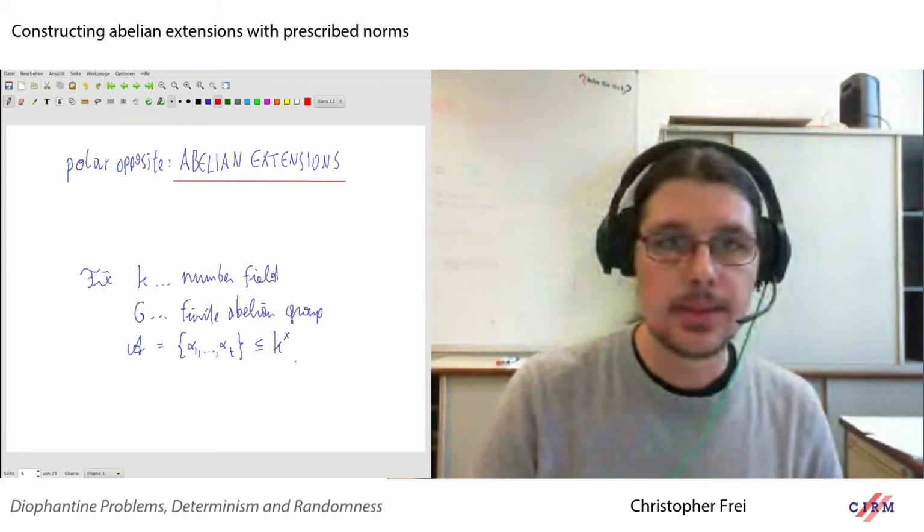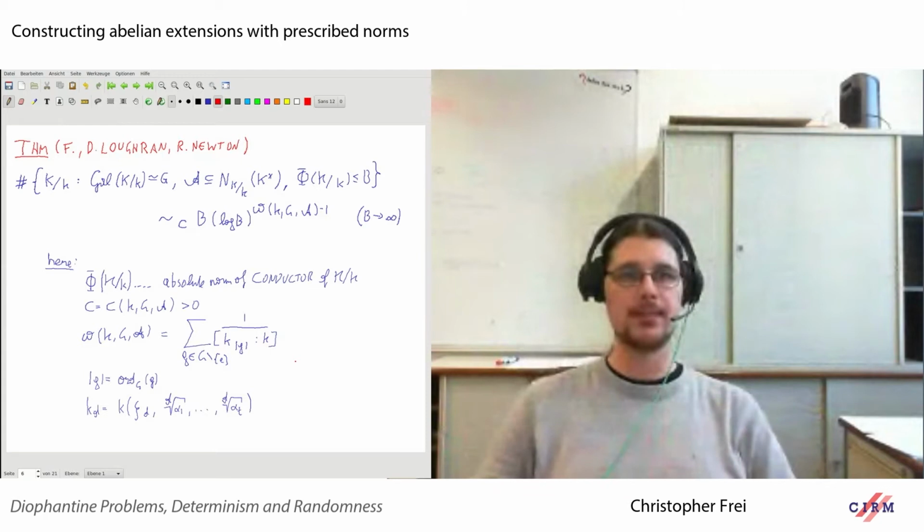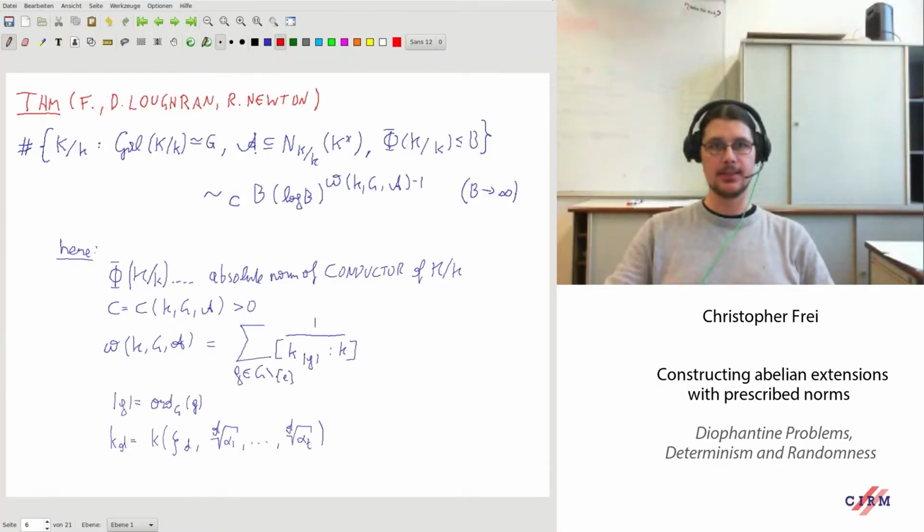So the first result that I want to present here is this one. That's due to myself, then Lofram and Rachel Newton. It's pretty recent. And it counts extensions K that are abelian with Galois group G, such that all these alphas, all these elements of A are norms from capital K. And it counts them with respect to a quantity called the conductor. So this is this phi of K over k. So that's the absolute norm of the conductor of my extension, and this should be bounded by B.